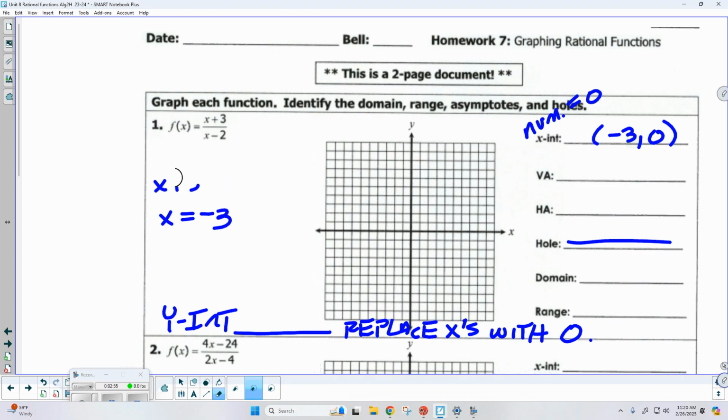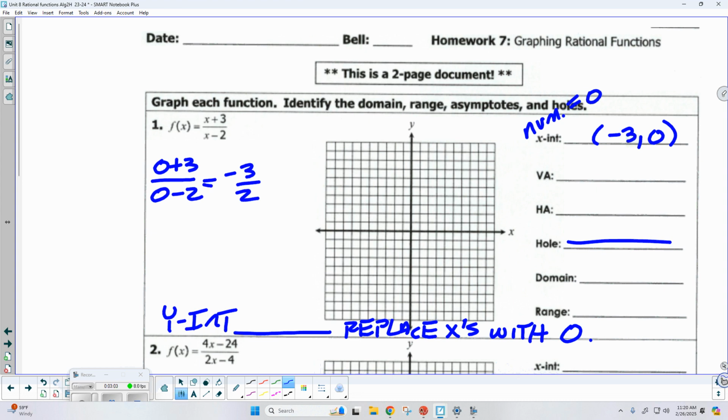Okay, so if I come back over here, let's see what that gives me. Up top, that would be a 0 plus 3. Down below, that would be a 0 minus 2. So it looks like I'm going to get a negative 3 halves. Okay, so 0, negative 3 halves. So I got my x and my y-intercept. And the y-intercept, it's not asking for it, but it's just going to make our graph that much better.